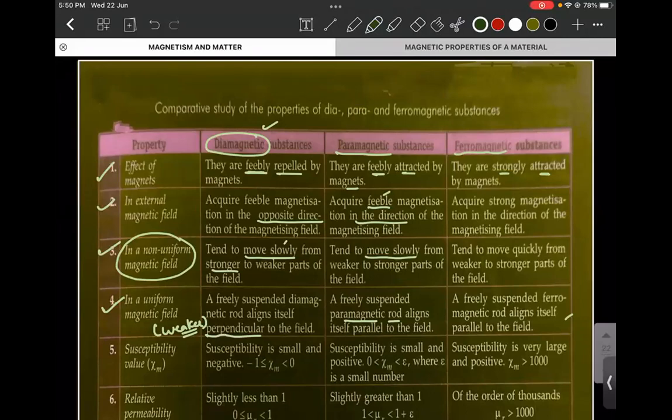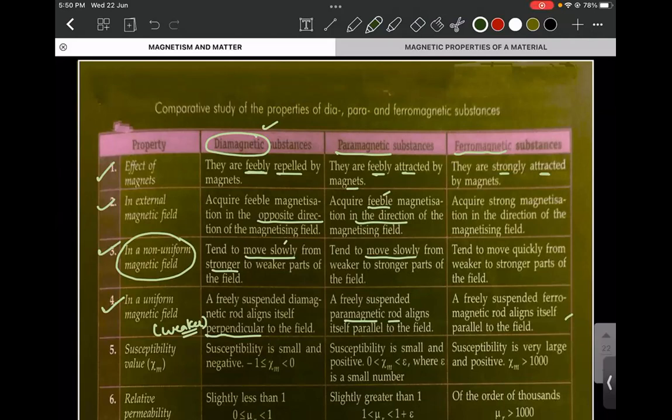If you observe the glass example also, it didn't stop exactly perpendicular. It was slightly oscillating like this because it was experiencing some torque. Whereas if you're able to exactly produce a uniform magnetic field, means if you place it like this, it will go and stand exactly perpendicular to the magnetic field. That is the meaning.